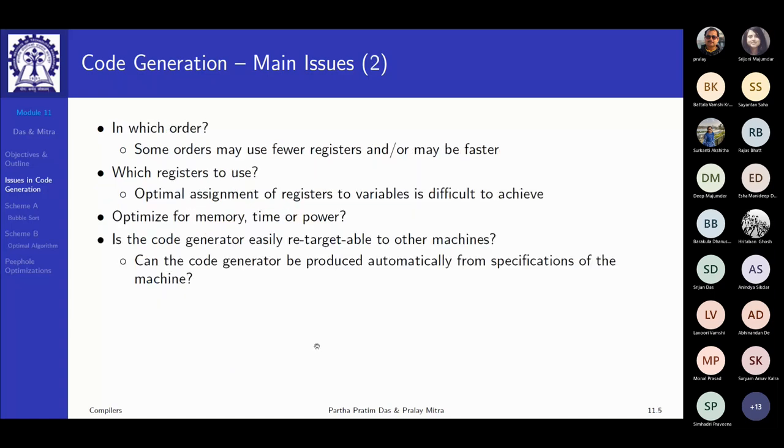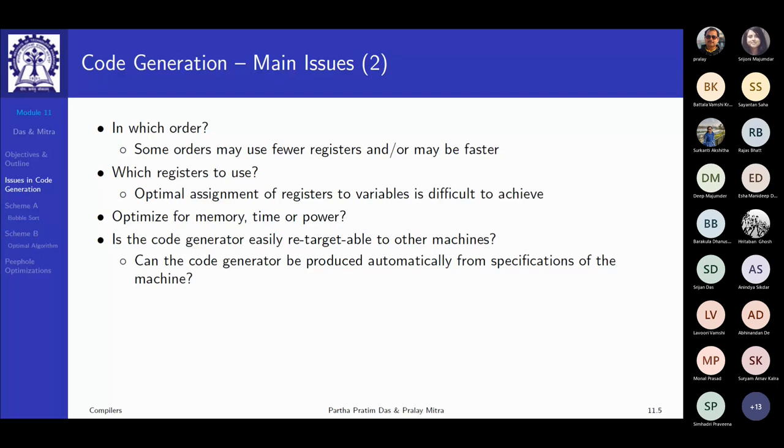Now, naturally, it is always important to consider the order of the instruction generation, because some orders may use fewer registers or may be faster. Then which registers to use, the basic assignment problem. Whether to optimize for memory, time, or power. What we'll primarily demonstrate here is mostly focused on time, but equivalent heuristics could be built for memory or power as well.